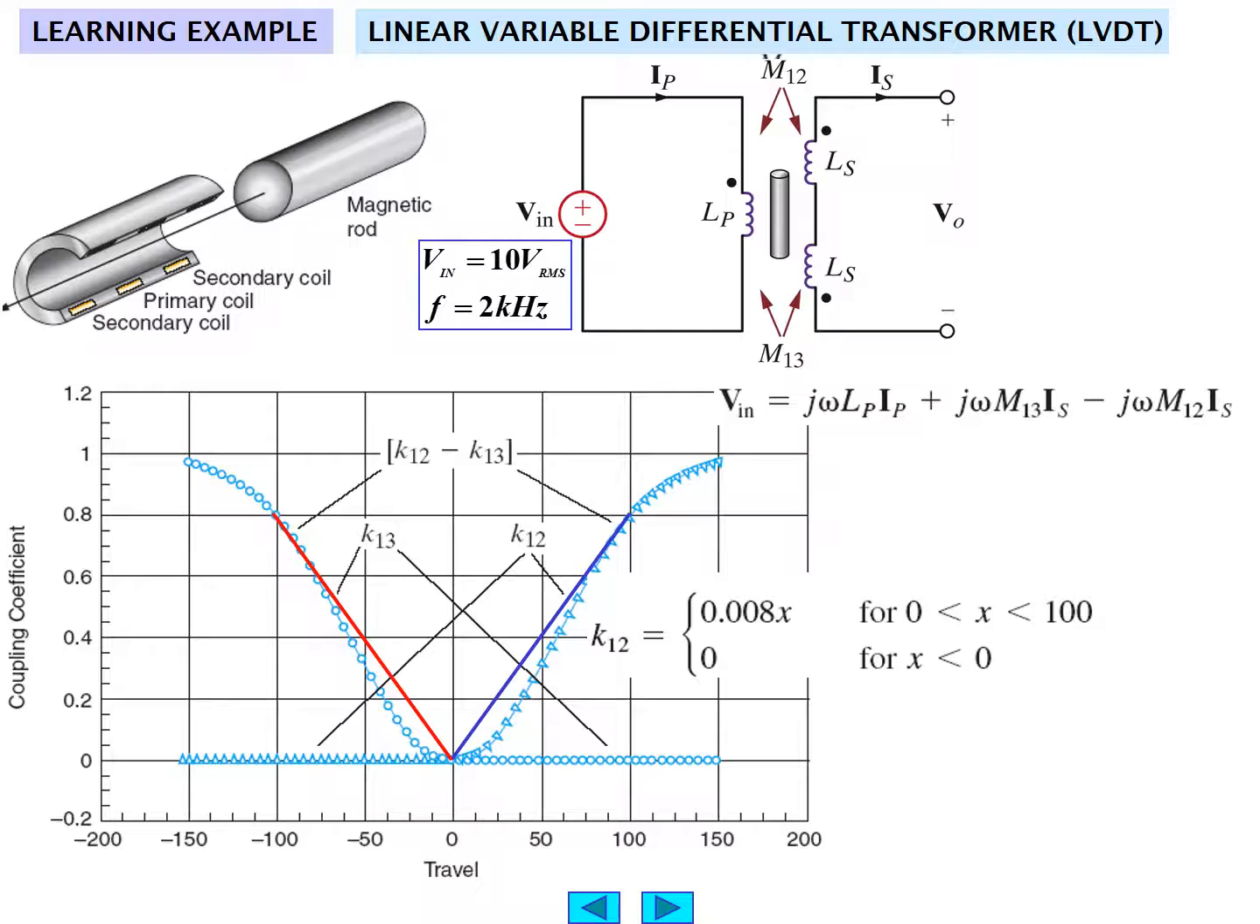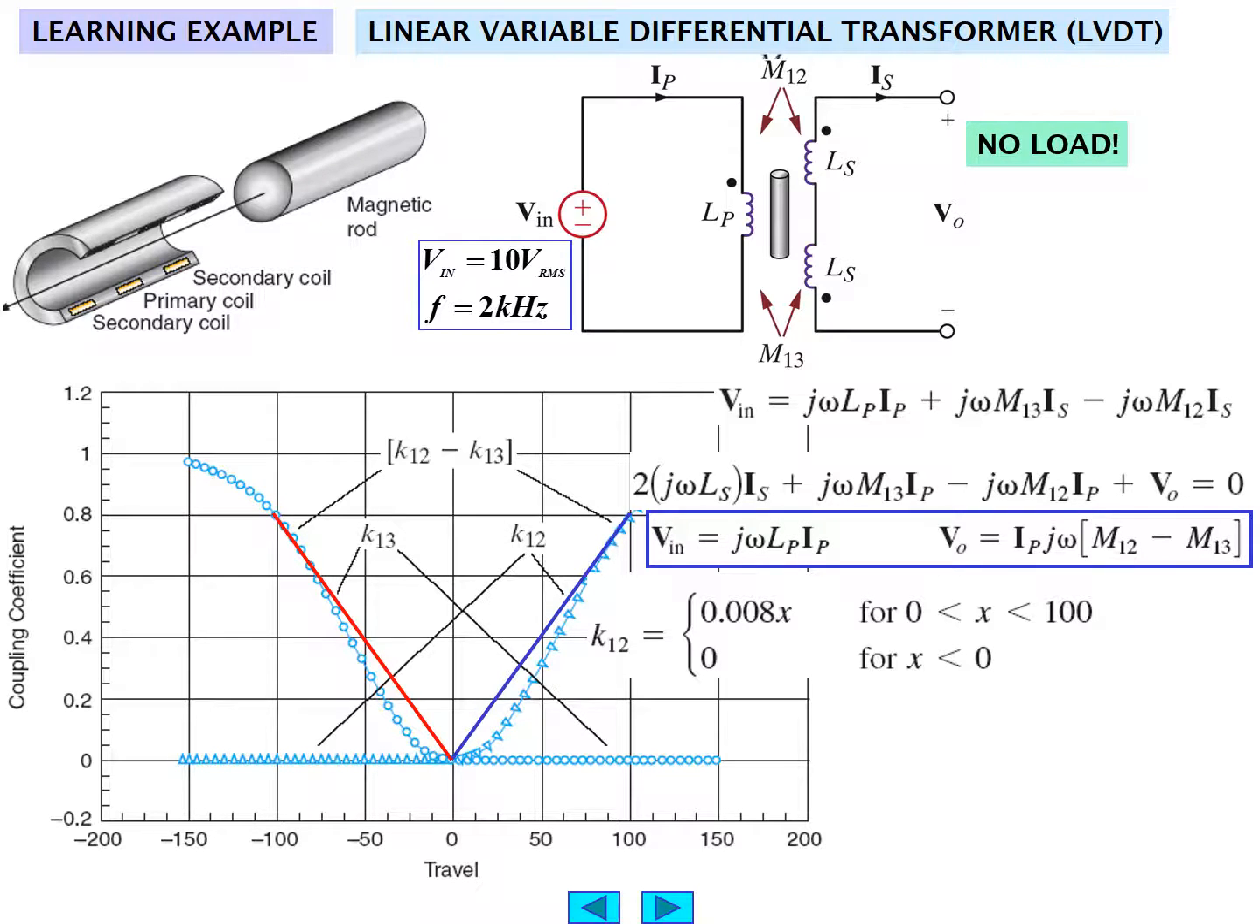And we get an equation then for Vin, which can be written as j omega LP IP plus j omega M13 I sub S. But because of the dot notation in the lower coil and the upper coil, we get minus j omega M12 times I sub S, as a result, in terms of V0 and Vin. So adding V0 to the mix, we get an equation now on the secondary side, written this way, two equations now, from which we can get Vin is equal to j omega LP IP, and V0 is equal to IP j omega, the quantity M12 minus M13.